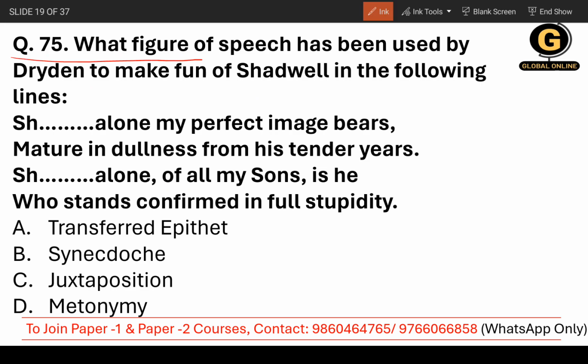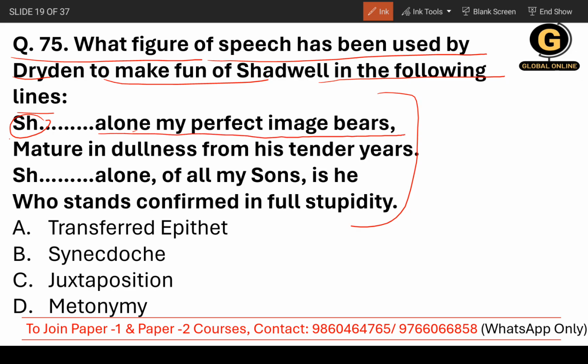What figure of speech has been used by Dryden to make fun of Shadwell in the following lines? So you can read the lines here. Shadwell, basically SH stands for Shadwell. The writer has not written it, but still you need to understand that. Alone my perfect image bears, mature in dullness from his tender years. Shadwell, alone of all my sons is he who stands confirmed in full stupidity. So you need to find out the figure of speech, right?